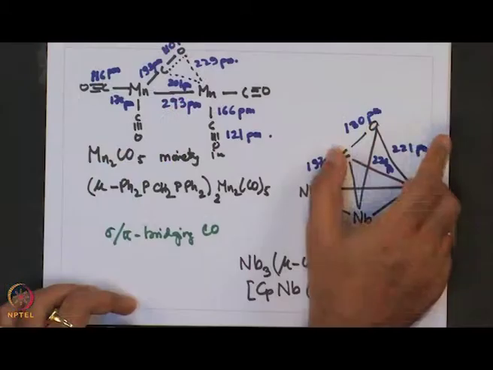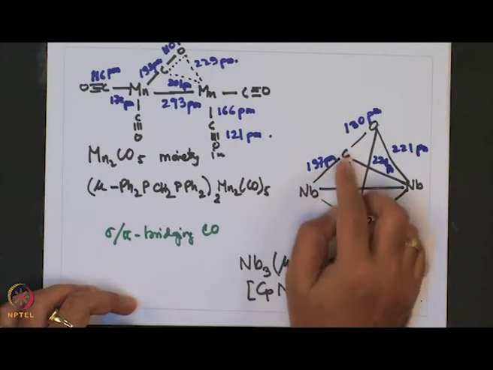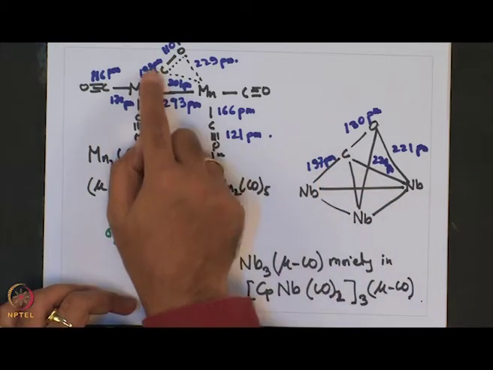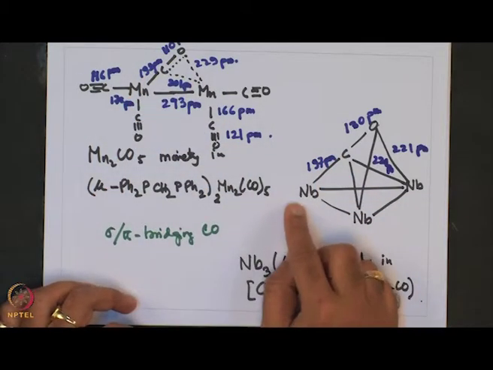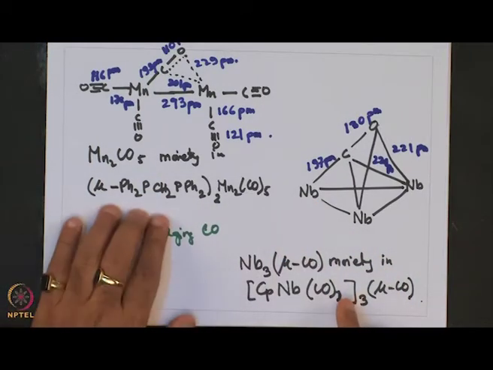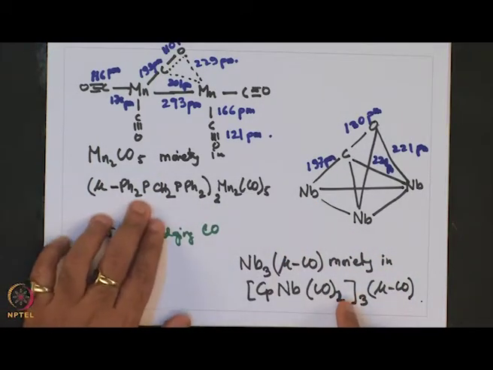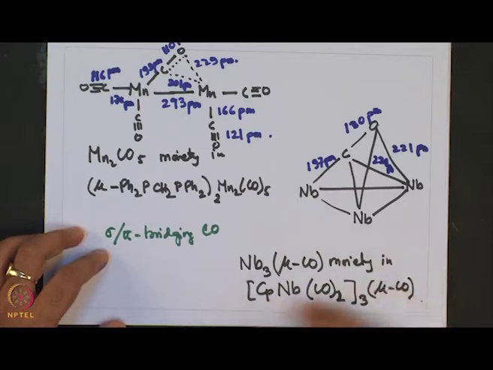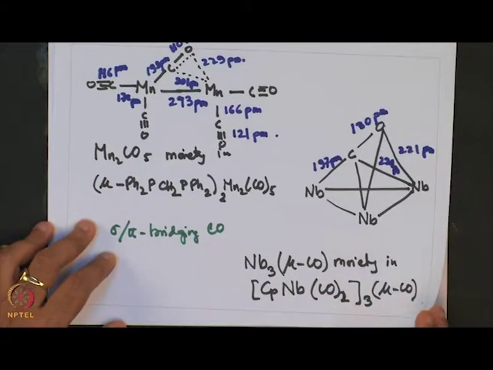So, these two are pi bridging. So, the pi electron interaction with the metal is the longest, and this is a sigma interaction with the metal, and hence this has a shorter bond. The same thing we see for the manganese complex as well as for the niobium complex. In both of these complexes, the bulky ligands, mu-PH2PCH2PH in the manganese case, or in the niobium case Cp and CO2, have been omitted for the sake of clarity.